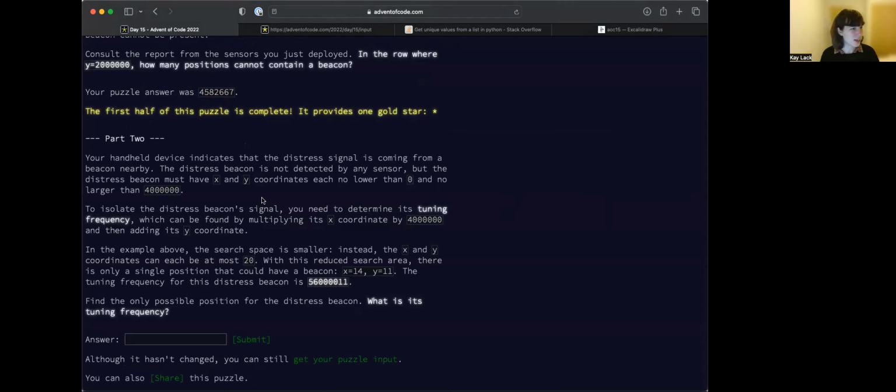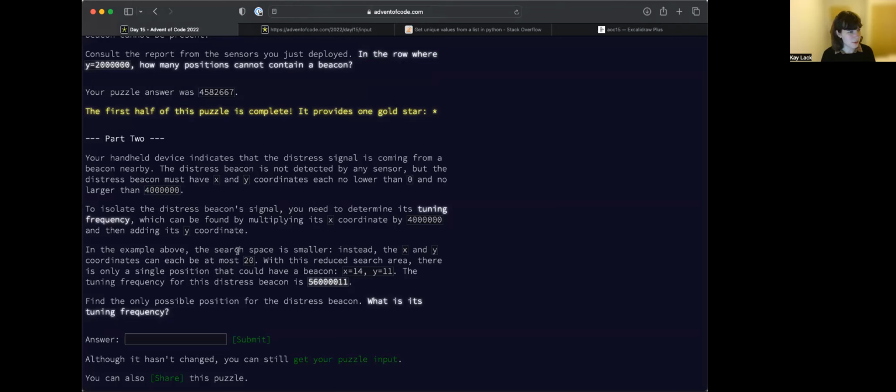It's fine. Okay, your handheld device indicates the distress signal is coming from a beacon nearby. The distress beacon is not detected by any sensor, but the distress beacon must have X and Y coordinates no lower than 0 and no larger than 4 million. To isolate the distress beacon signal, you need to determine its tuning frequency, which can be found by multiplying its X coordinate by 4 million and then adding its Y coordinate.